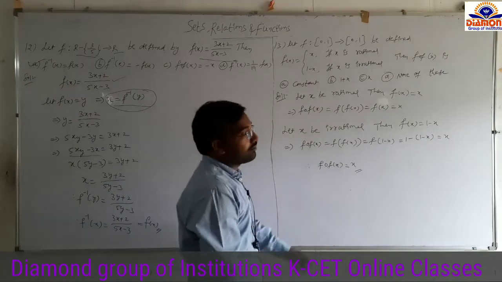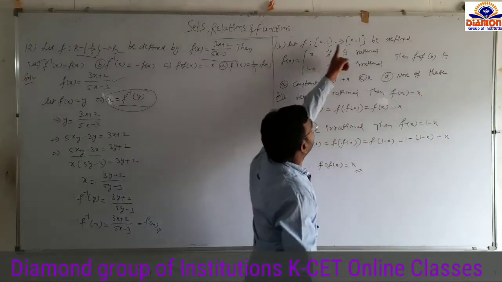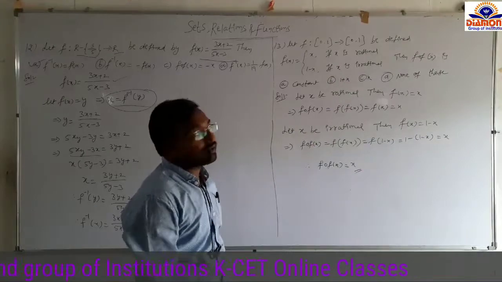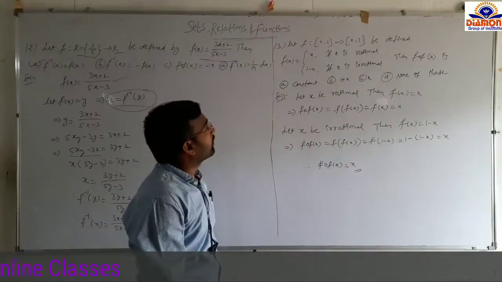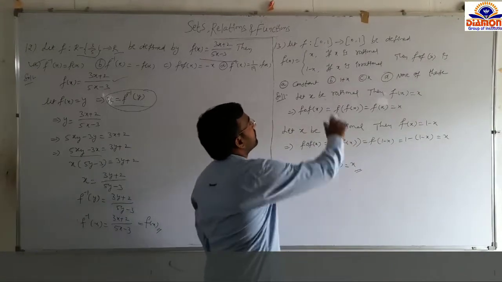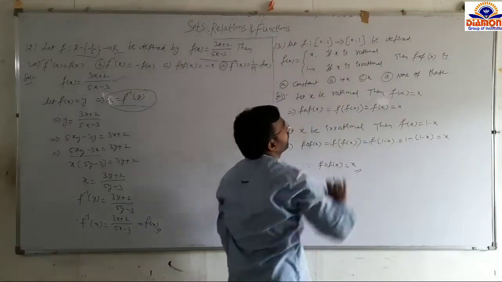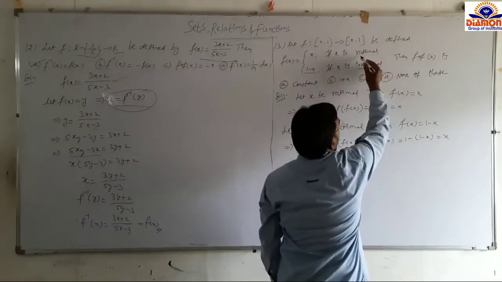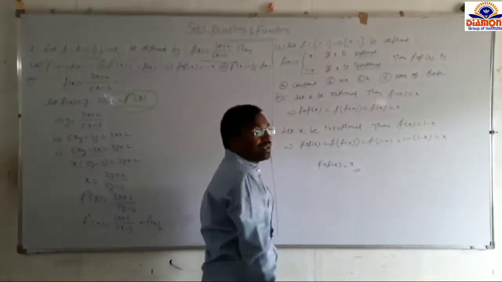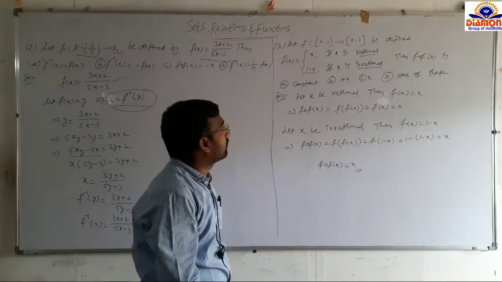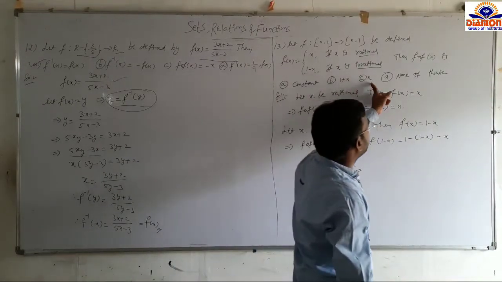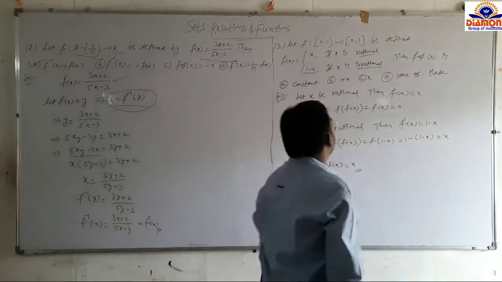Next problem. Let f mapping from the closed interval [0, 1] to the closed interval [0, 1]. Domain and codomain are the same, closed interval [0, 1]. Let it be defined as f of x equals x if x is a rational number, and 1 minus x if x is an irrational number. Then calculate f circle f of x. Option A constant, option B 1 plus x, option C x, option D none of these.